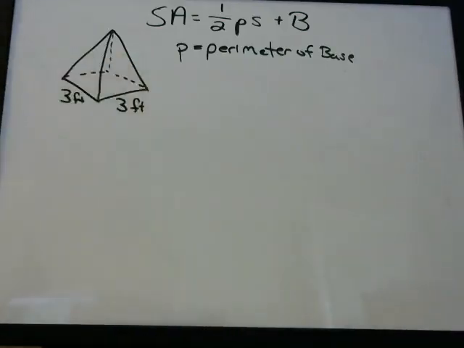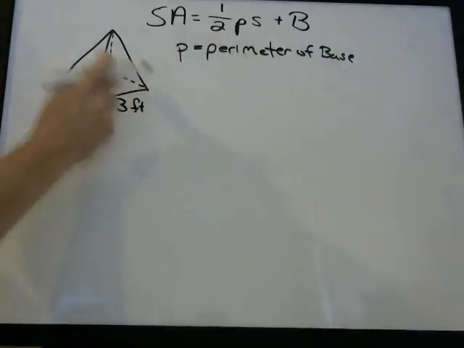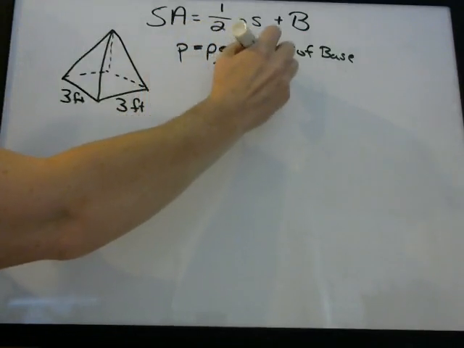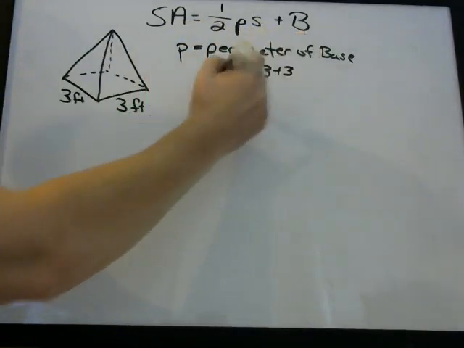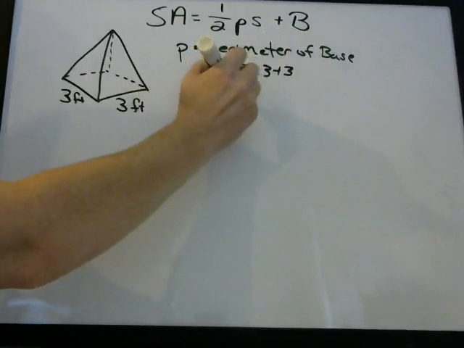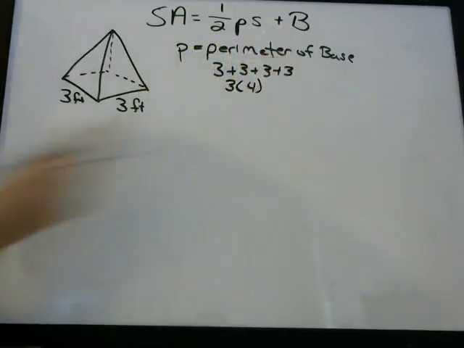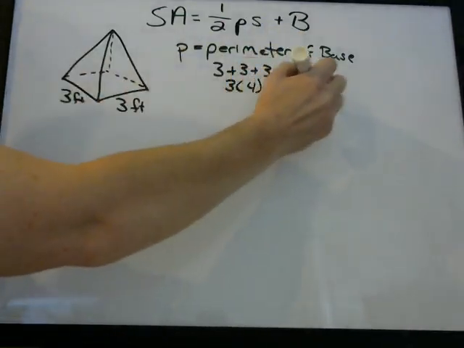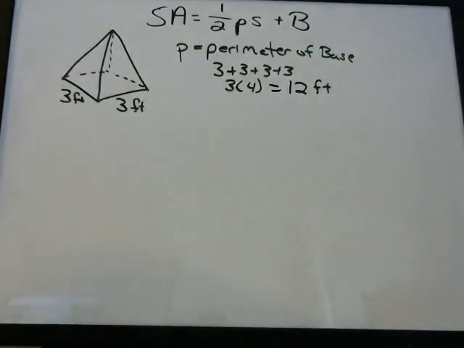So let's say that each of the sides is 3 feet. So the back two sides are 3 feet as well. Here, for the perimeter of the base, you add up the sides, because it's like you're trying to put something around this. So it's 3 plus 3 plus 3 plus 3, or you can write that as 3 times 4, whichever makes most sense to you. You can add 3 four times or just multiply 3 times 4 and you get 12 feet. That's what your P is.